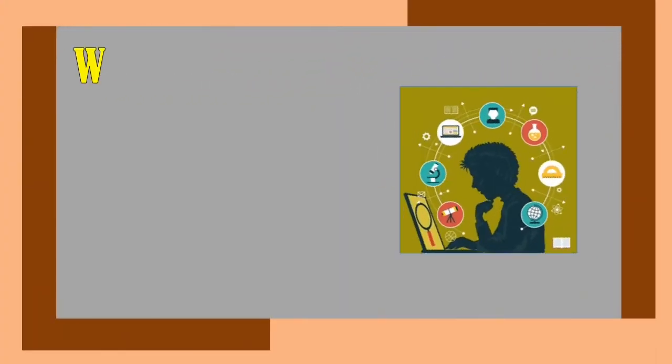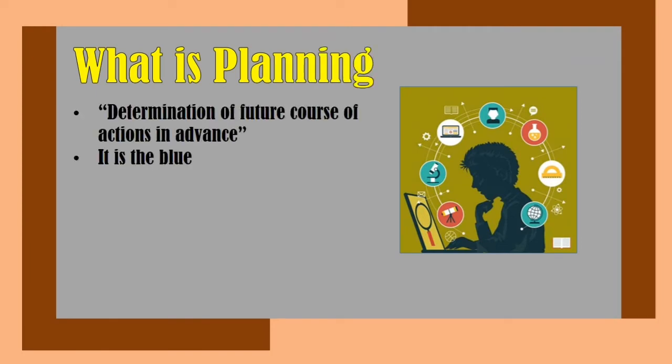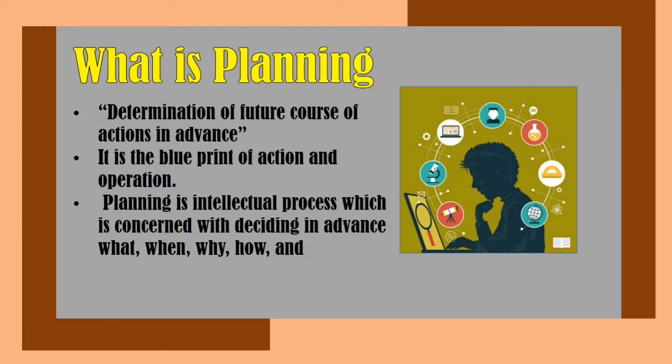So we can now make a general definition of what planning is. It is the determination of future course of actions in advance, or it is the blueprint of action and operation. An author also defined it as an intellectual process which is concerned with deciding in advance what, when, why, how, and who shall do the work.